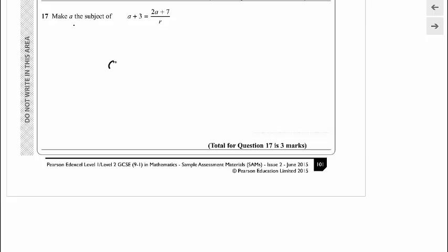Hello, so I've been given a plus 3 is equal to 2a plus 7 all over r. And I've been asked to make a the subject of the formula. So in other words, what I'm after is a is equal to something else. So I just want to have a on its own, all right? So let's colour code the a's so we keep track of them, because that's what we want to eventually have on its own.